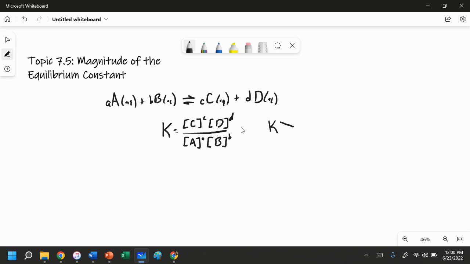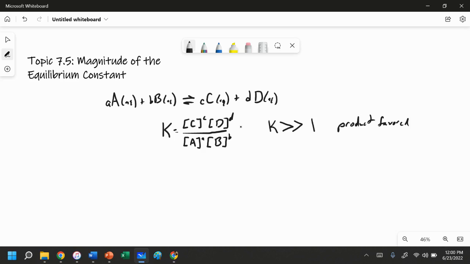Now, typically, we talk about much greater than 1 to talk about whether a reaction is product favored or reactant favored. If K is much greater than 1, then we know that we're going to have many more products than we have reactants. So this reaction will be product favored.